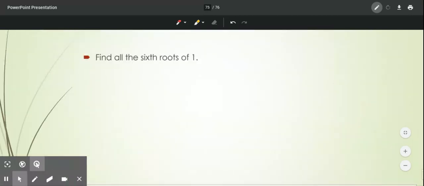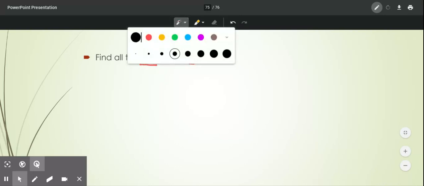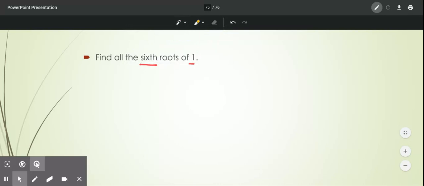So on this one, we have to find the 6th roots of 1. So how many answers are we going to have? 6. And so your first step is to put it into trigonometric form. But even before that, it might help by writing it in standard form. So if we have 1, that means then we have 0i. So writing it in standard form.